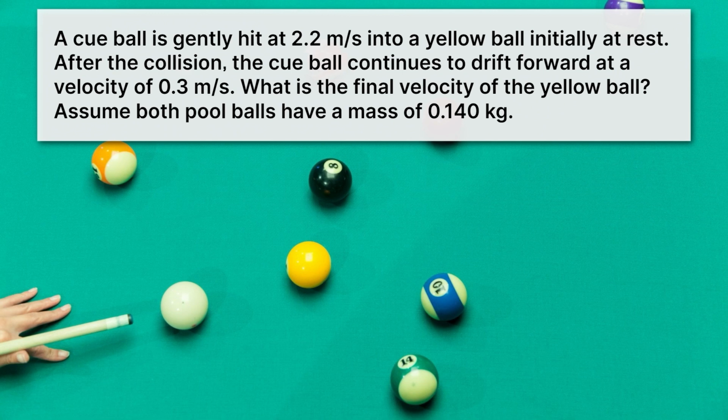Basic situation, that white cue ball is going to be hit into that yellow ball that's not moving at first. Afterwards, they're both moving, but the white ball has slowed down. And what we want to figure out is how quickly is that yellow ball moving. Now, of course, over time, the yellow ball is going to slow down because of friction. We're just ignoring that. We want to know how quickly does it move right after that collision.